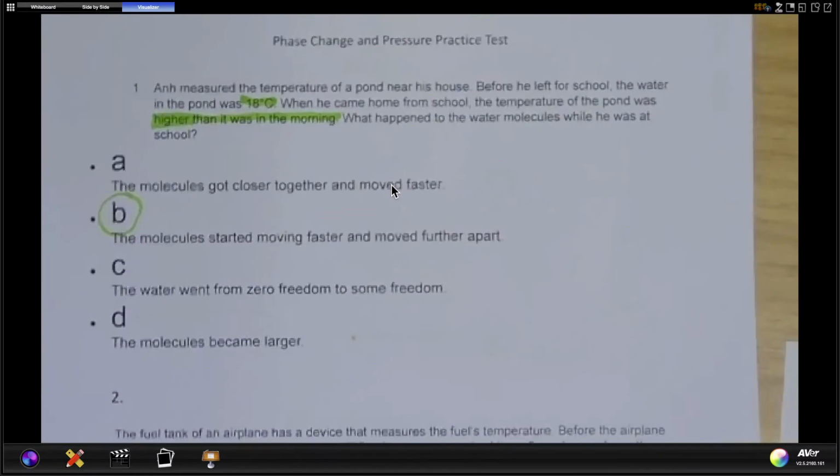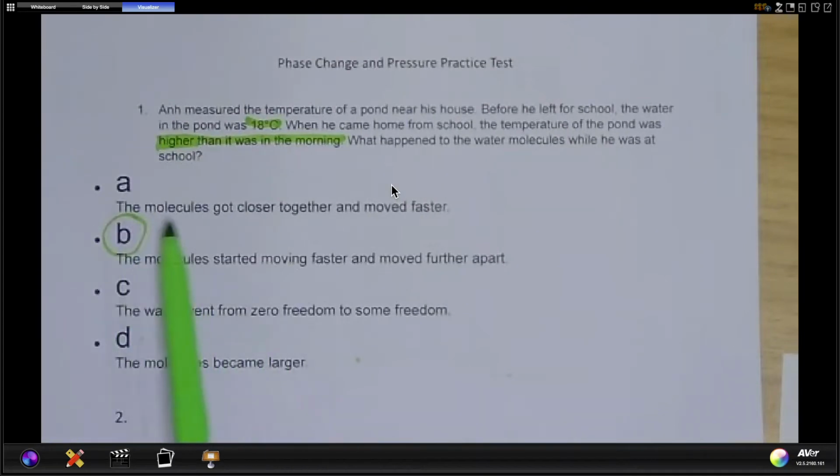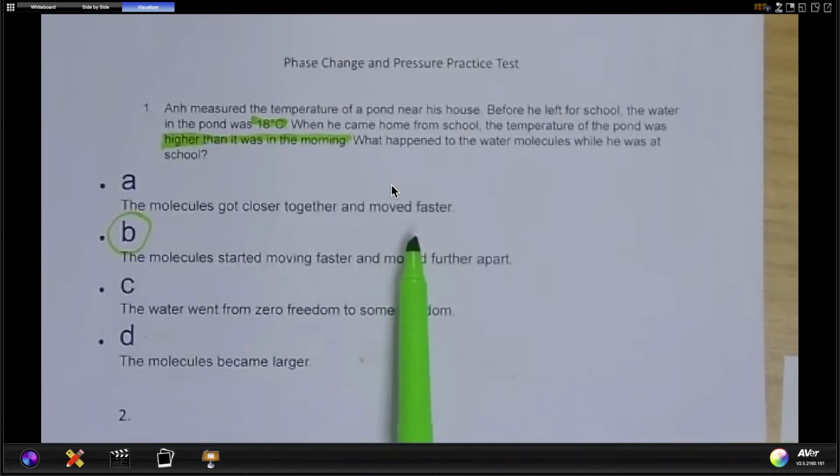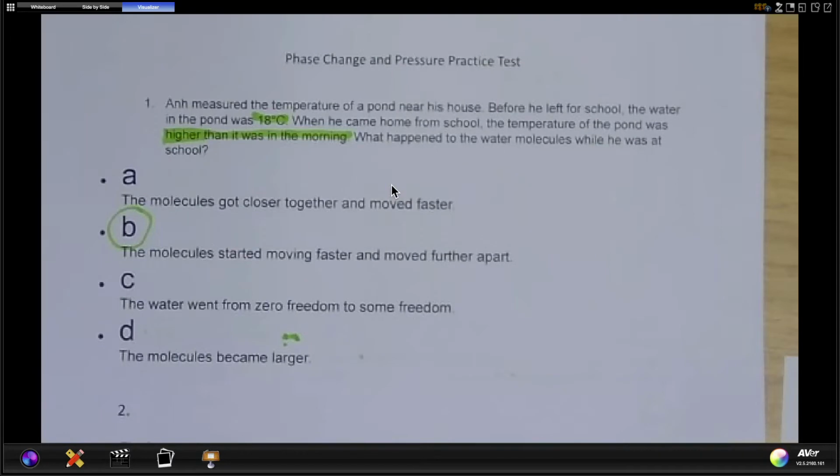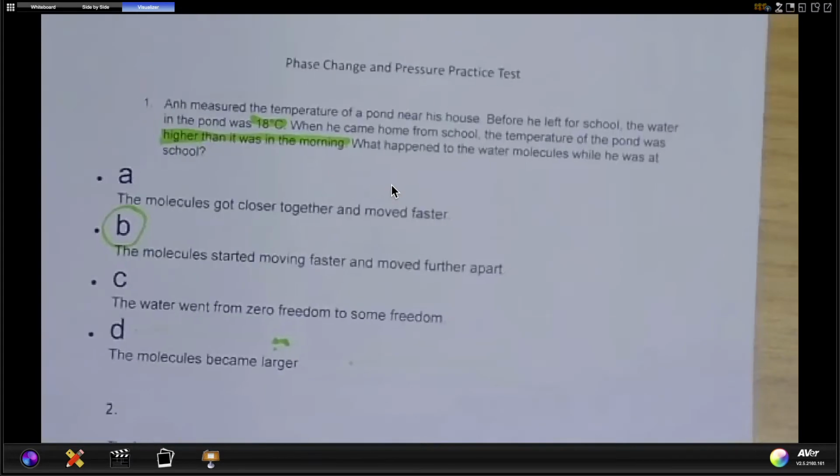Let's look at a couple of the wrong answers on here. A says the molecules got closer together and move faster. Well, one of these things happens when you take energy away, close together, and one happens when you heat it up or add energy. So this one's got a contradictory statement. This one says it went from zero freedom to freedom, which means it went from being frozen water to liquid water, which it didn't do. We were above 18. And then the final one says the molecules became larger. Well, it definitely wasn't that one because the molecules, or the particles, don't change their size. They just change their distance from each other.